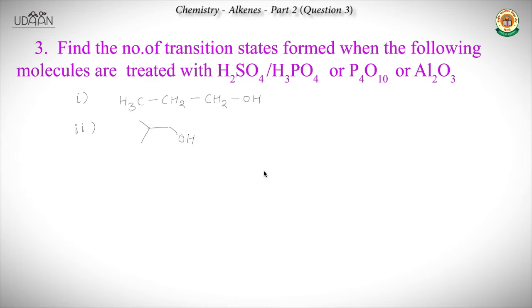Find the number of transition states formed when the following molecules are treated with H2SO4, H3PO4, P4O10 or Al2O3. So the first compound that we have in front of us is propanol. So propanol. Let's try solving it for that.